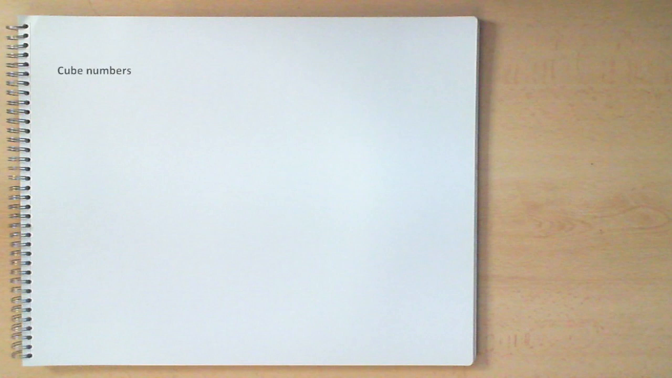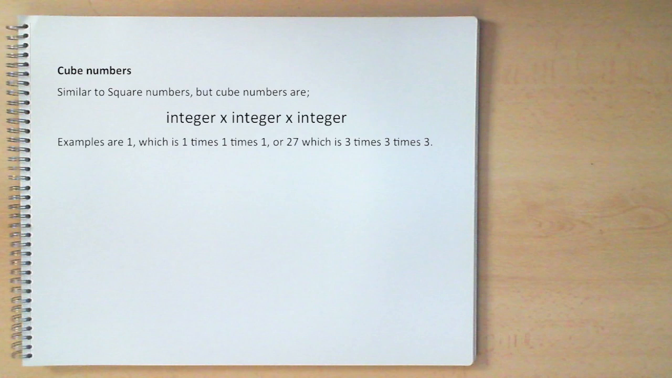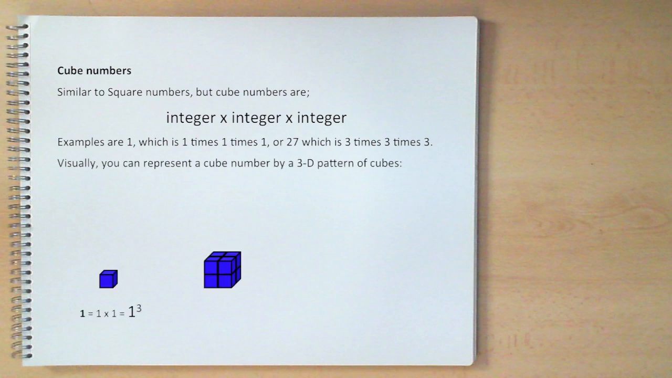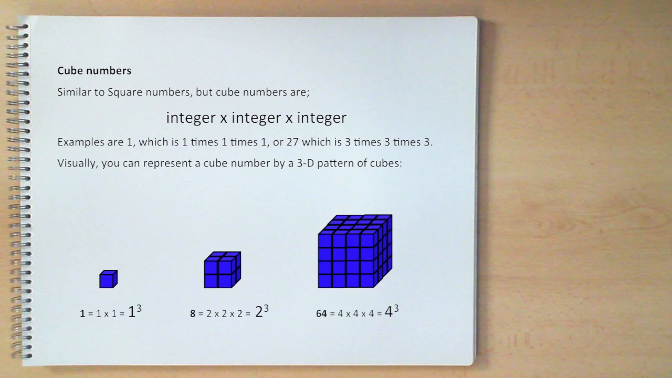The next one, cube numbers. Well, if you understood square numbers, cube numbers should be no difficulty to you. It's just integer times integer times integer. So 1 times 1 times 1, or 2 times 2 times 2, and so on. And again, visually, if we put a pile of cubes together, a set of bricks, we can do it as a 1 by 1, a 2 by 2, and a 3 by 3, or a 4 by 4. And we'll see that we start to get quite high values building up. 4 cubed is 4 times 4 times 4, which is 64. So our nth term for cube numbers is n cubed.